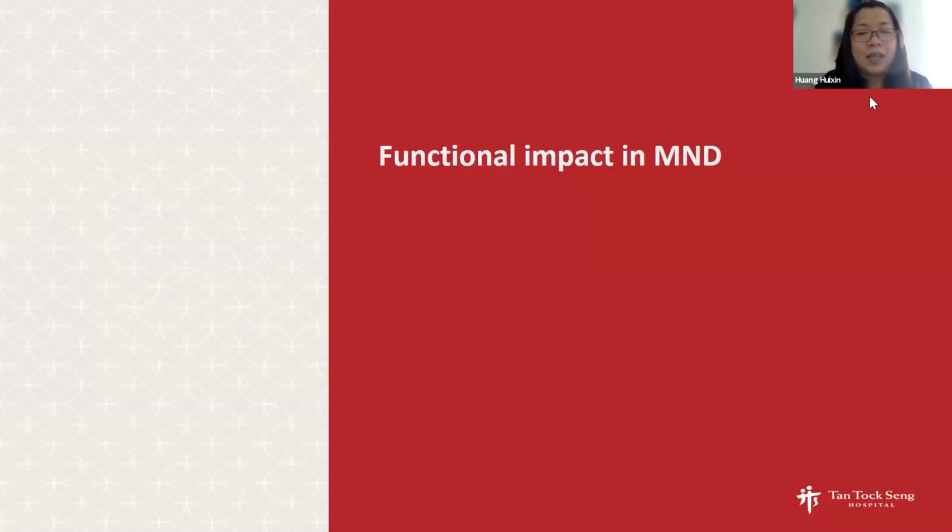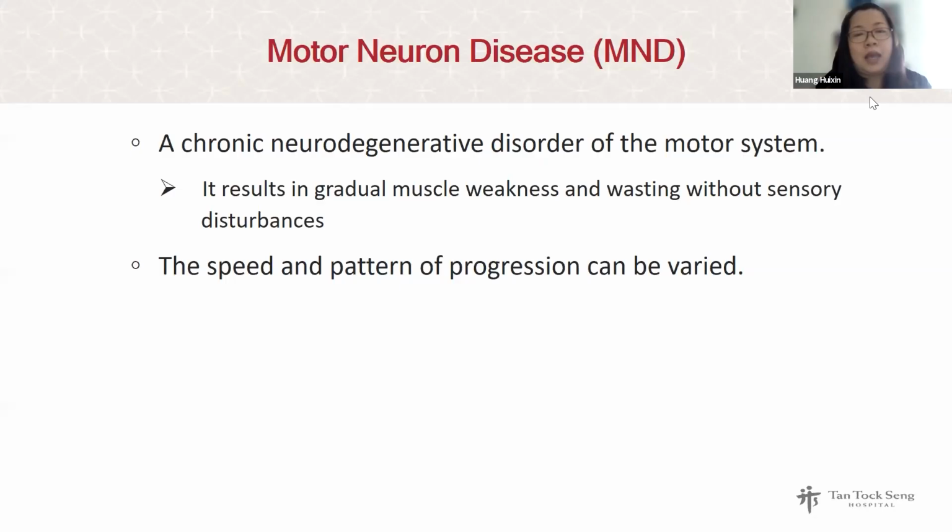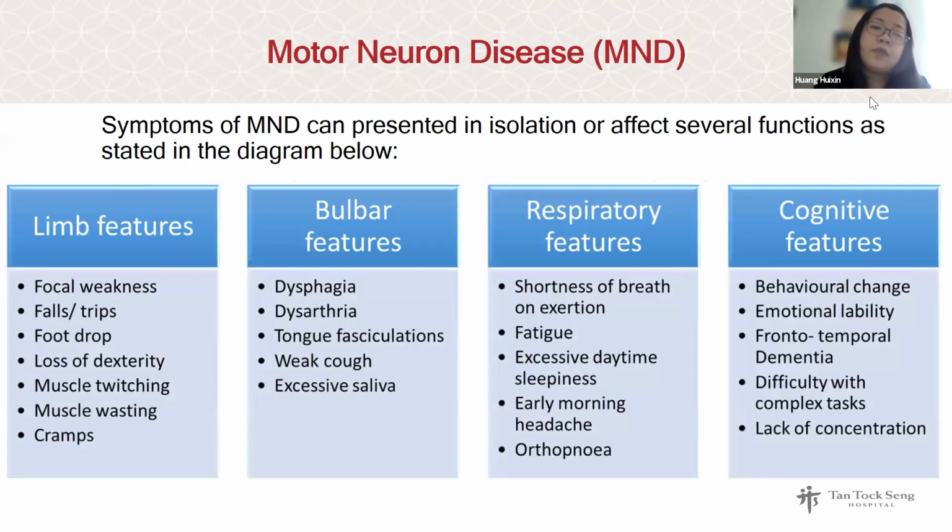Okay. So MND is something that we are all very familiar with. MND is a chronic neurodegenerative disorder of the motor system. It reduces muscle strength and causes wasting without any sensory disturbance. And we all know that every patient with MND presents very differently, and their rate of progression can also be very different. Some of the symptoms of MND can be presented in some isolated or affected functions as shown.